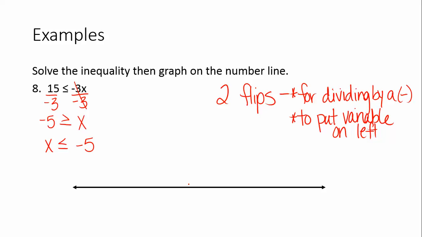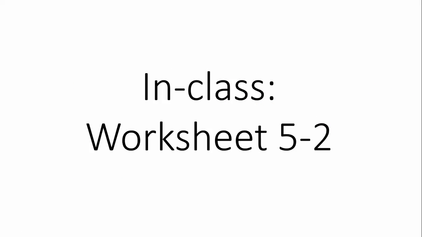Now we can go ahead and graph -5 with a closed circle. We have -4 on the right-hand side, -6 on the left-hand side, and we are going to shade to the left. Anytime you forget to flip your inequality when multiplying or dividing, you're going to shade in the wrong direction, so you'll miss the solution and you'll miss the graph. In class, we will work on worksheet 5-2.